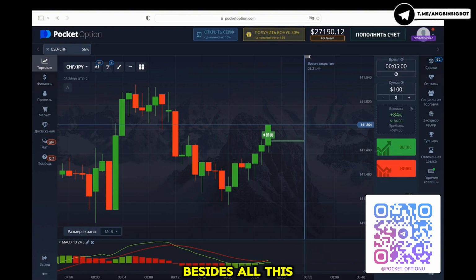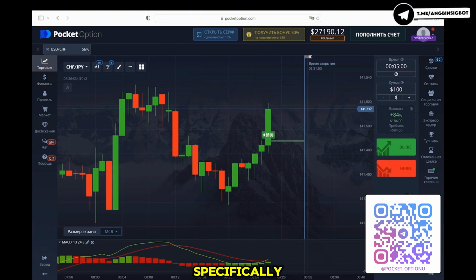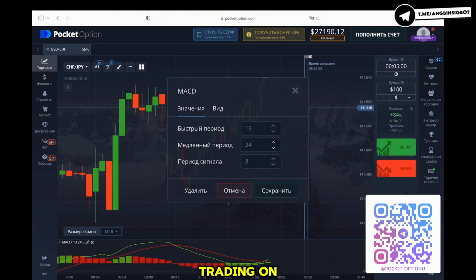Besides all this, besides the fact that I am currently trading on different assets, both OTC and non-OTC, at different times of the day, I suggest you test this indicator with me, specifically these settings that I am currently trading on. I will duplicate them, as well as a 5-minute trade time and the M1 time frame.